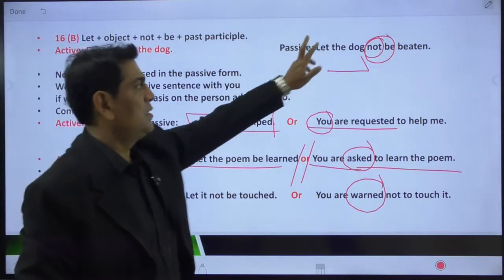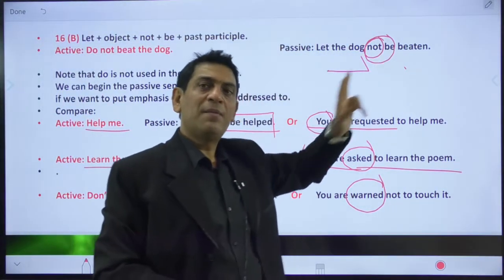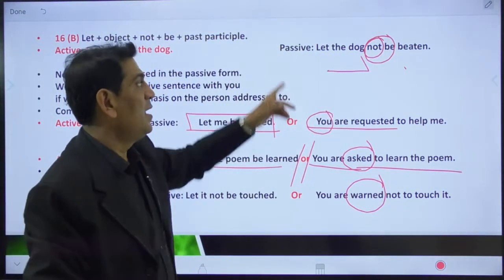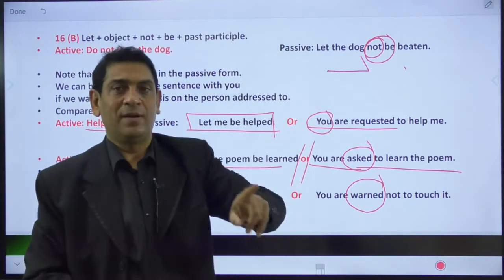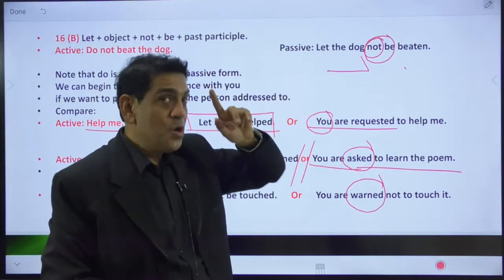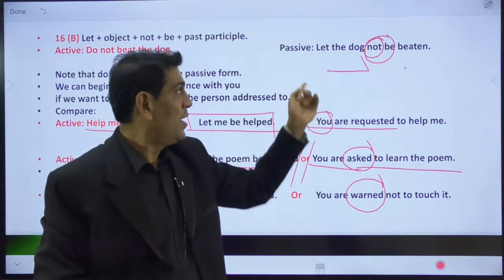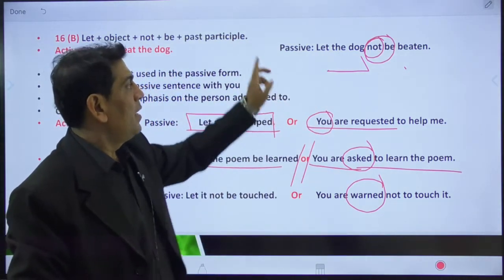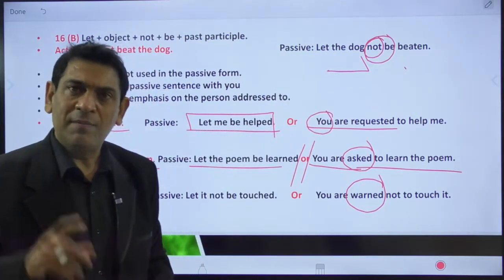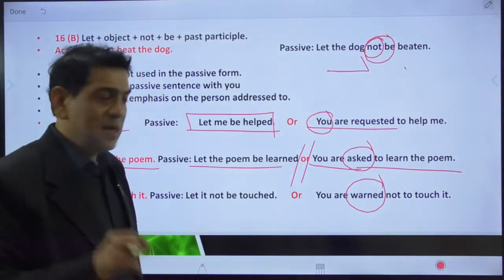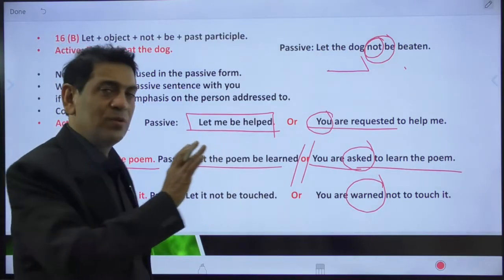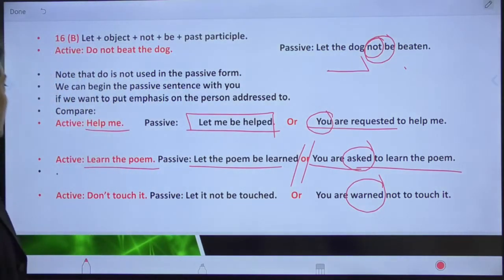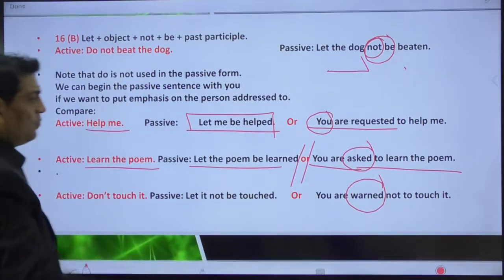Must focus on this: not plus be, because sometimes in the exam options are there. Let not the dog be beaten. Again, let not the dog. Instead of let the dog not be beaten, this could be there, let not the dog be beaten, but you need to be assertive about yourself. You are not going to make the mistake. Okay, my dear friends, so just finish this. Now move to the next one.